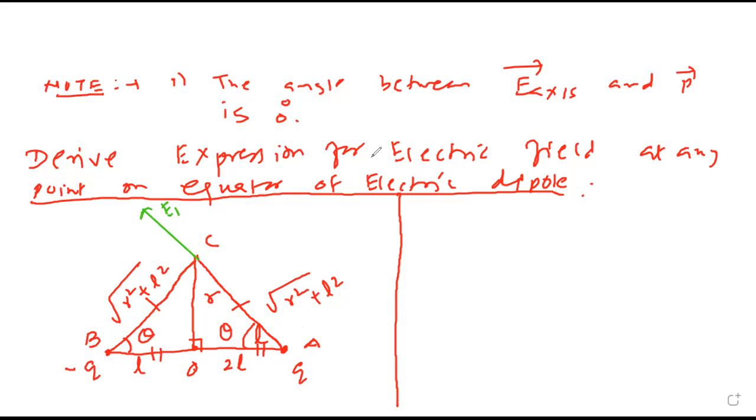For the charge at B, what will be the direction of intensity? It will be inward. E1 is outward, E2 is inward. Just draw these two diagrams again, showing the direction properly.